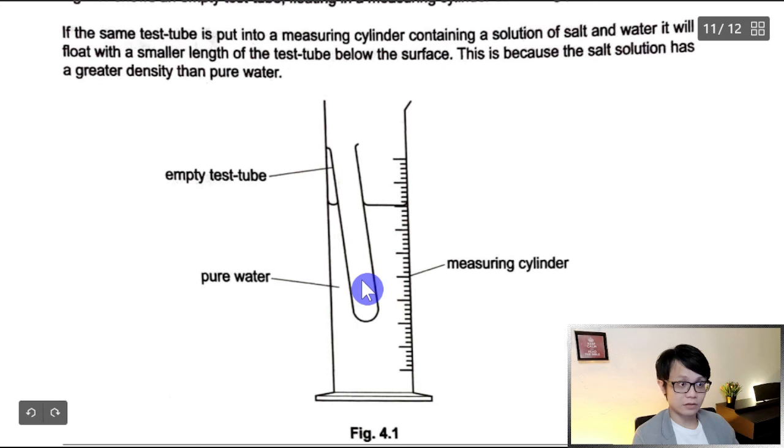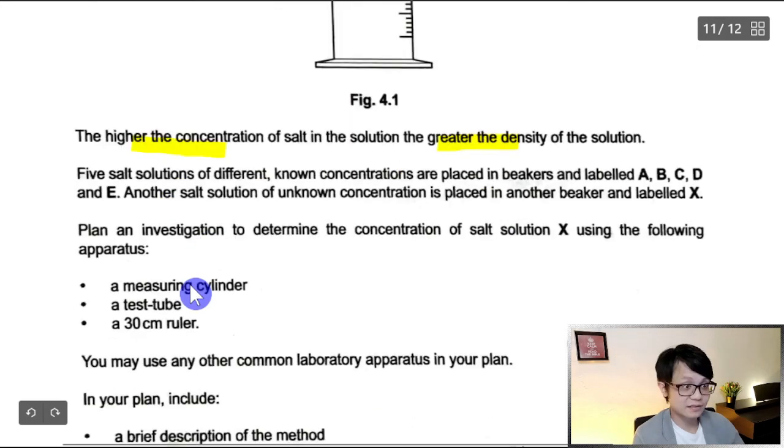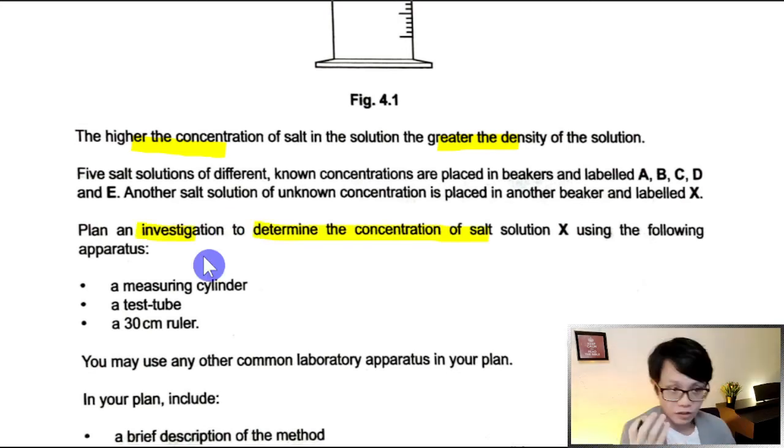The higher the concentration, the greater the density. Okay, maybe he wants to investigate this. Plan an experiment. Now this is the main point. Investigate to determine the concentration of salt using it. Okay, so now we have a problem. We want to determine the concentration of salt. We don't know. There's salt A, salt B, salt C, salt D. We don't know. But we can use something like this.